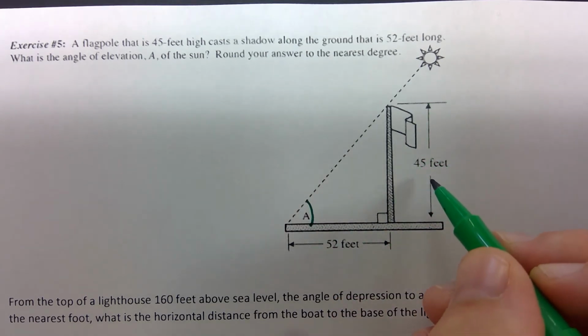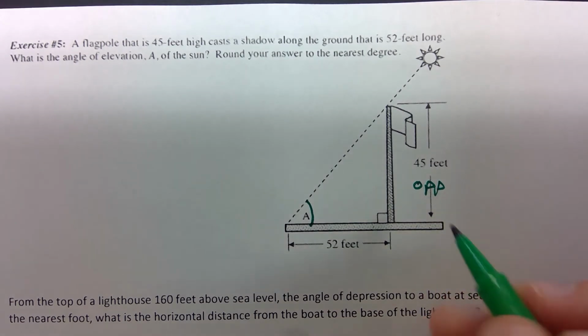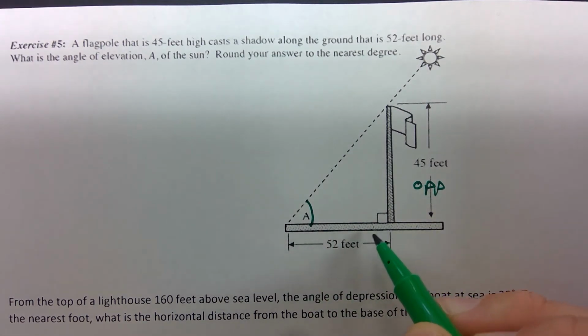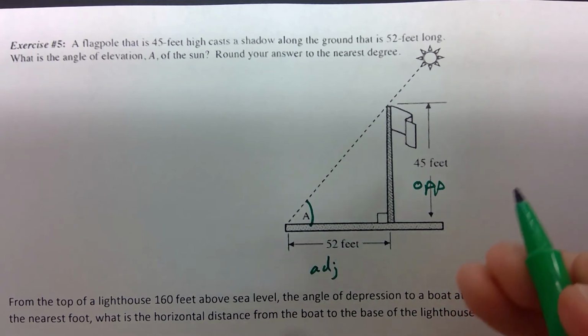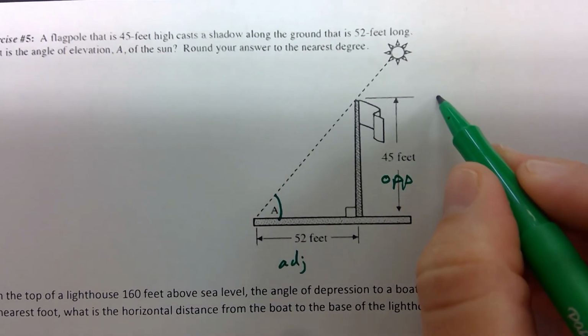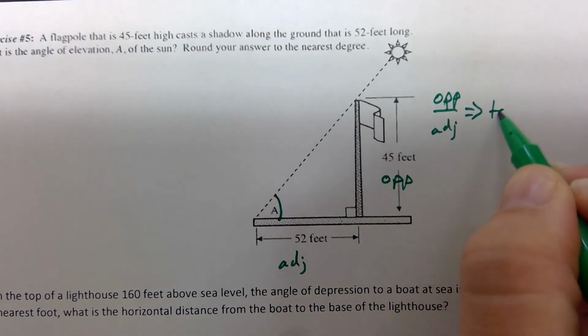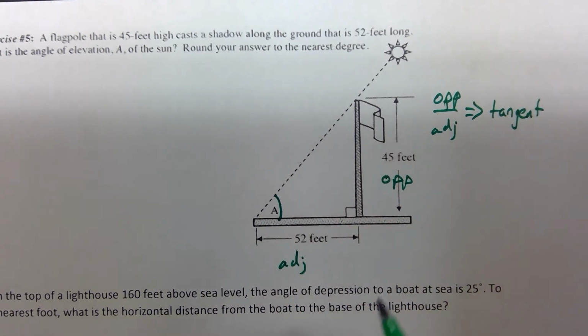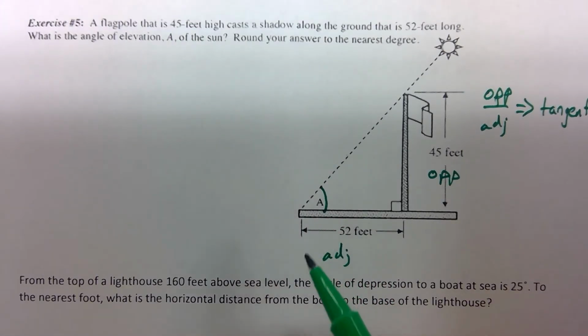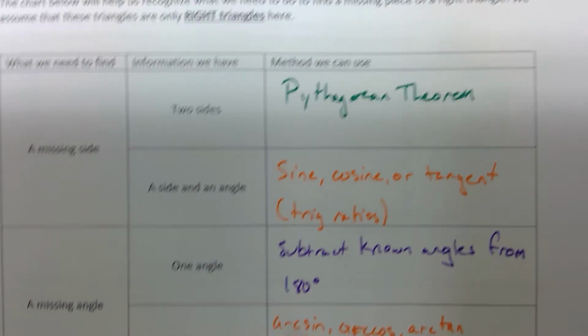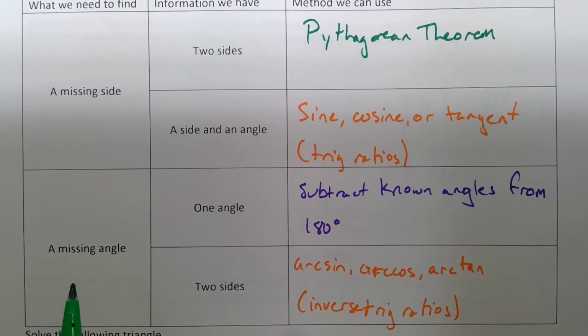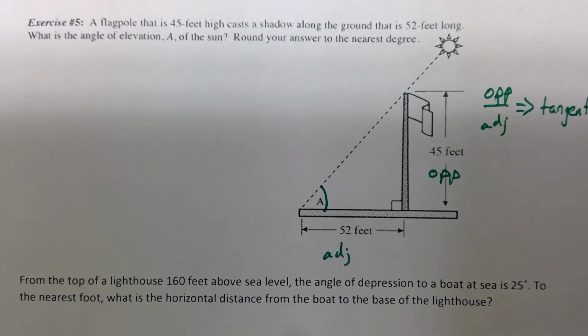Now reference angle, we've got opposite side. We've got between the reference angle and the right angle, here's our adjacent side. And if we see opposite over adjacent, what trig function? Tangent. Now, we're solving for an angle. I'm going to pull up the notes from the other day when we went through our little chart. We have a missing angle. We have two sides. We want to use arcsine, cosine, or tangent. So, since we have tangent here, let's use arctangent.